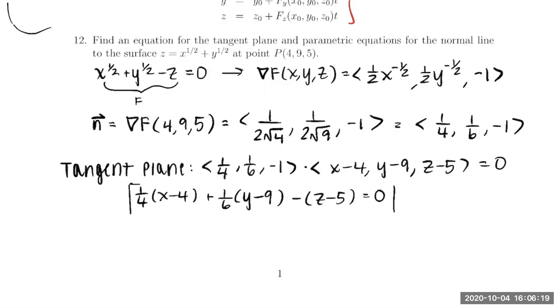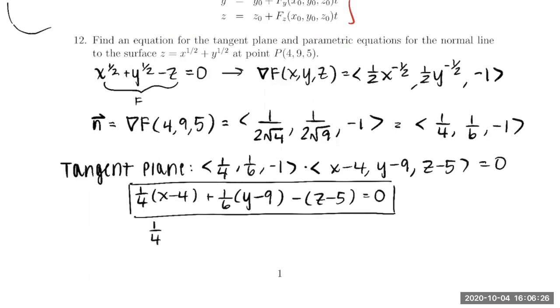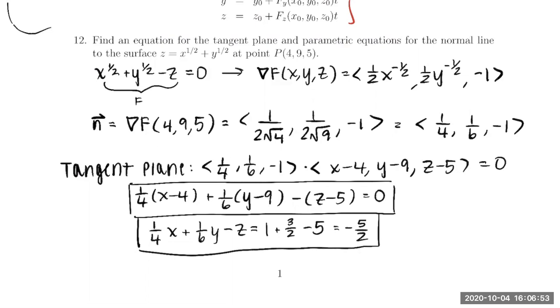However, the back of the book is going to expand this and put it into standard form and stick all of the constants over on the right-hand side. So if you want to do it that way, we have 1/4 x plus 1/6 y minus z equals, the x term moved over is a 1, the y term is 9/6 or 3/2, and the z term is a positive 5, so moving over is -5. So 5/2 minus 5 is a -5/2. So this is another way to write your equation of your tangent plane.